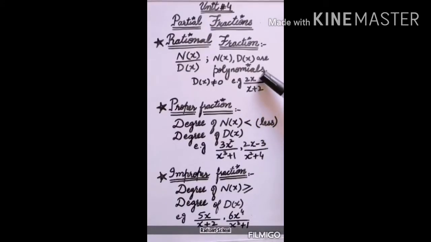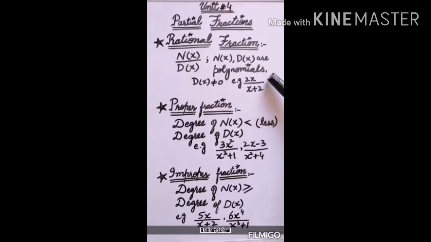Here you can see that the numerator 2x is a polynomial. All of you are familiar with the definition of polynomial. And the denominator is also a polynomial. So when you divide two polynomials, the resultant fraction is said to be a rational fraction. Okay students, now we will discuss further.